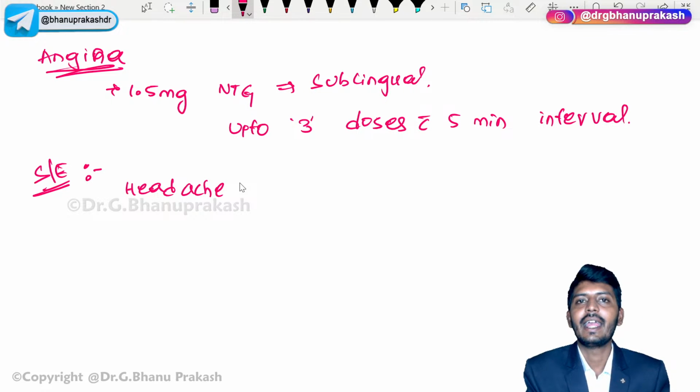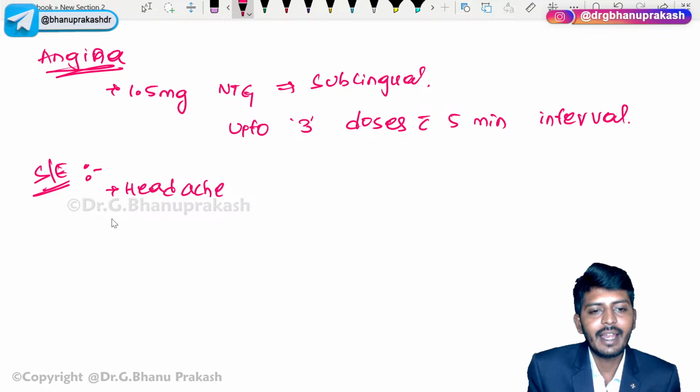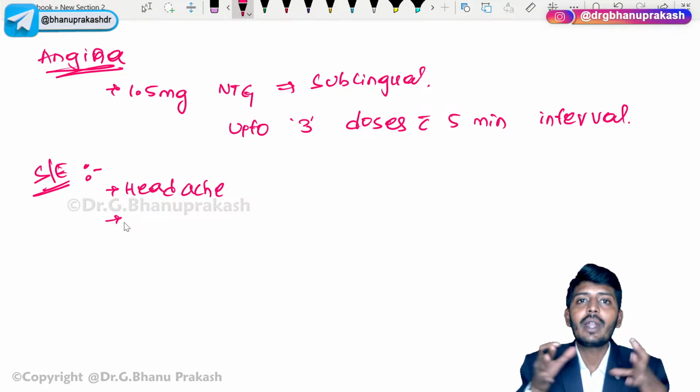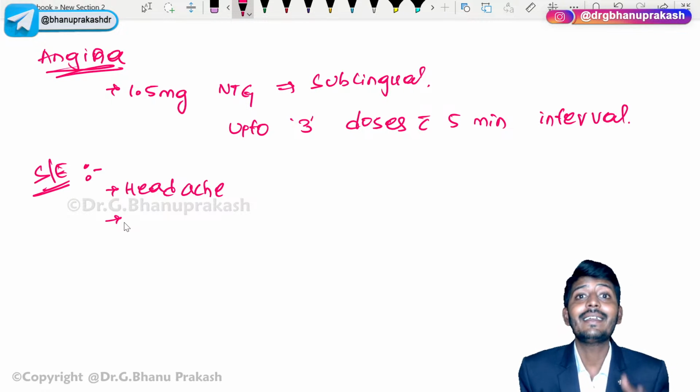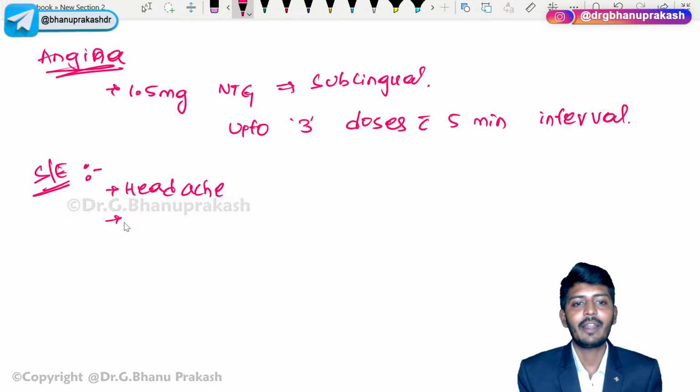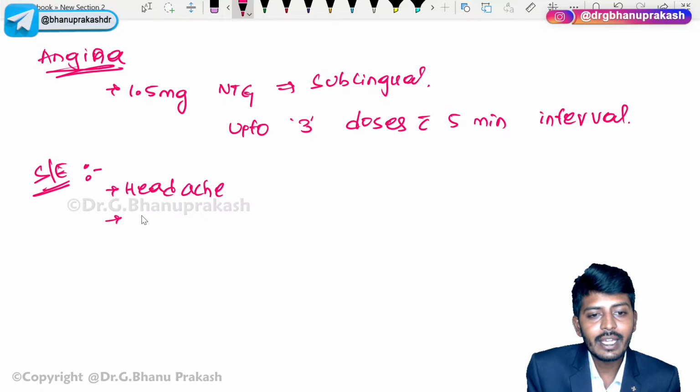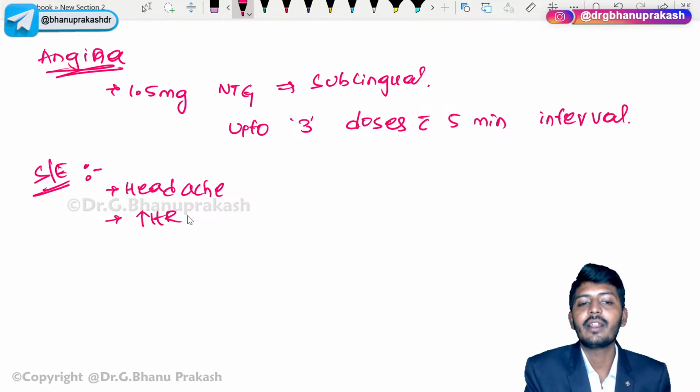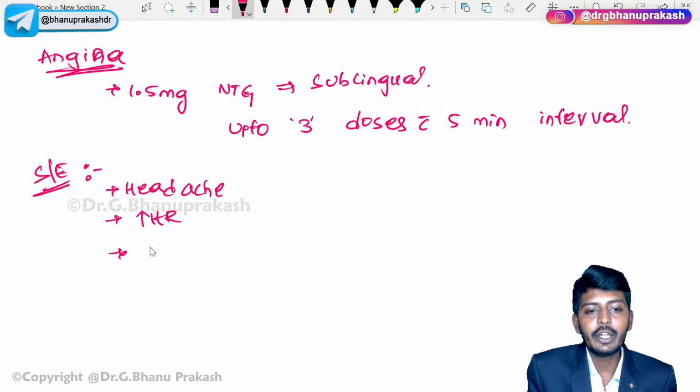Okay, what is that? Headache. Apart from headache, what else can occur? See, these are venodilators. If there are venodilators, they will activate which system? Yes, the sympathetic nervous system. That can lead to an increase of heart rate. Then it can lead to flushing.